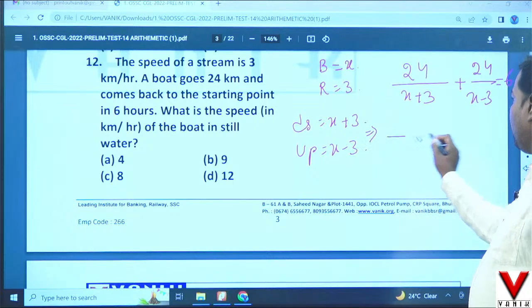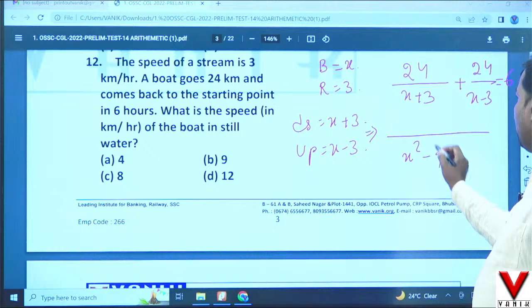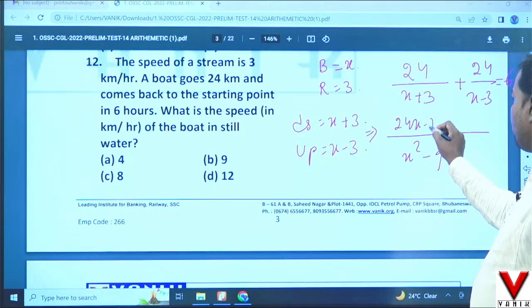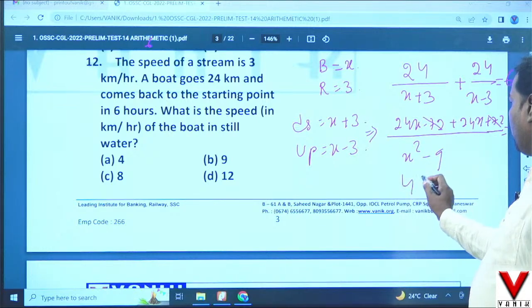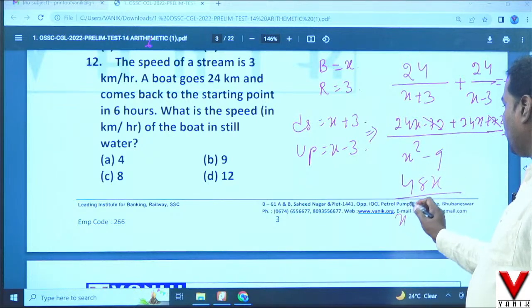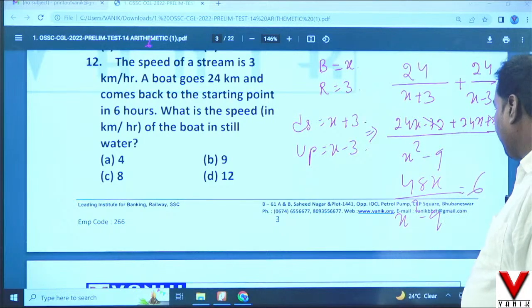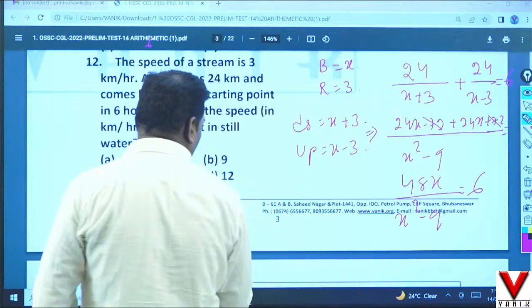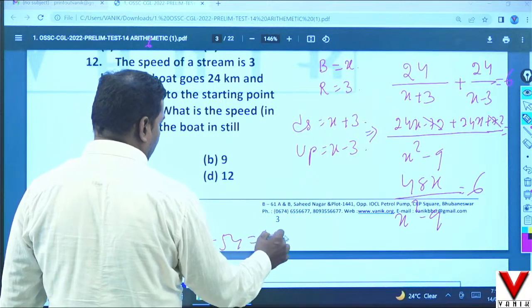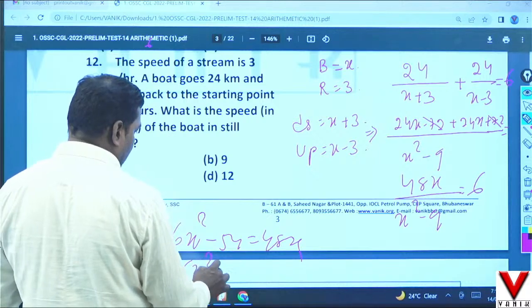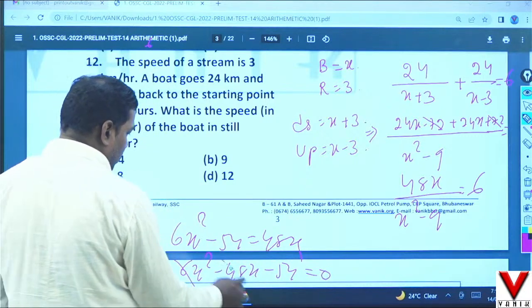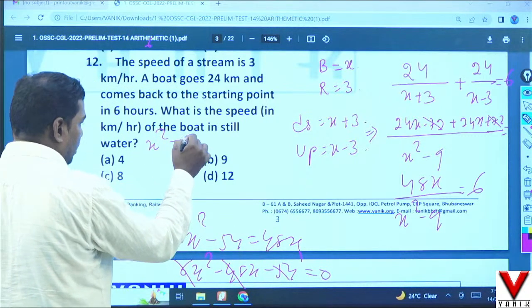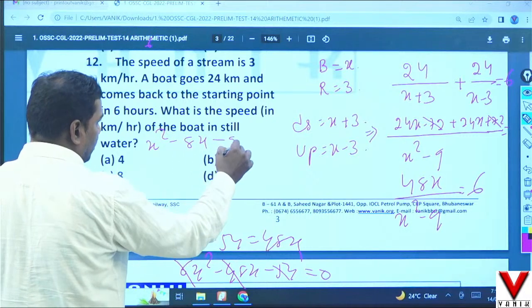If you solve this question, then it is x square minus 9. It is 24x minus 72 plus 24x plus 72 is equal to 6. Plus 72 minus 72 cancels. 48x divided by x square minus 9 is equal to 6. Then I can write 6x square minus 54 is equal to 48x. Then 6x square minus 48x minus 54 is equal to 0. If you cancel this by 6, then it is x square minus 8x minus 9 is equal to 0.